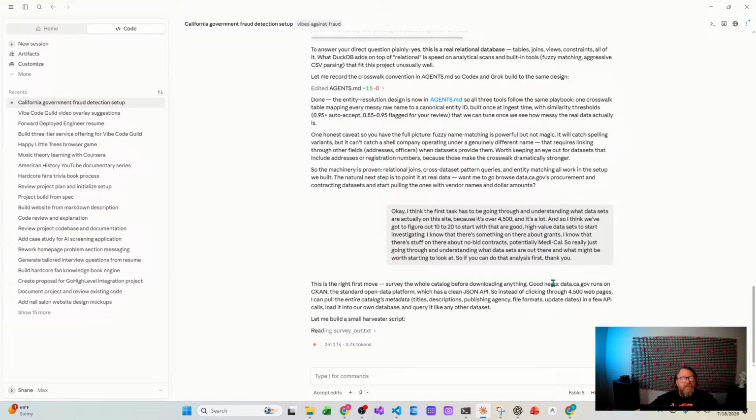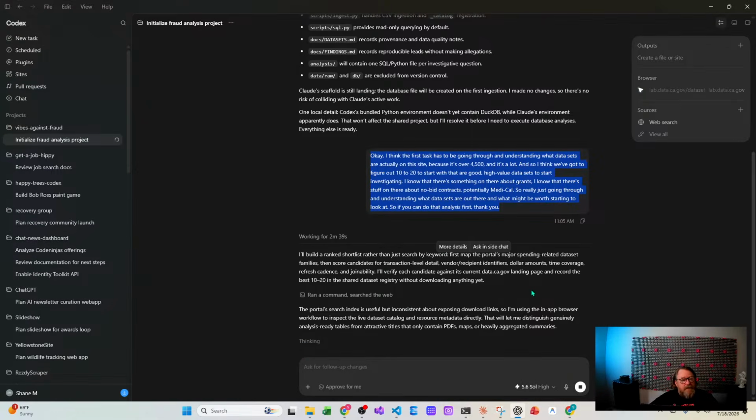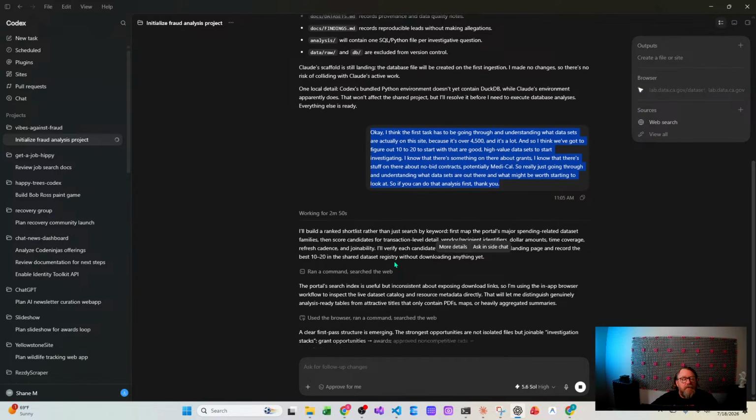Claude said instead of clicking through 4,500 web pages, it can pull the entire catalog's metadata, titles, description, publishing agency, file formats, update files, in a few API calls, load it into our own database and query it like any other data set. So that is going to be sick. What is ChatGPT doing? Build a ranked shortlist rather than searching by keyword.